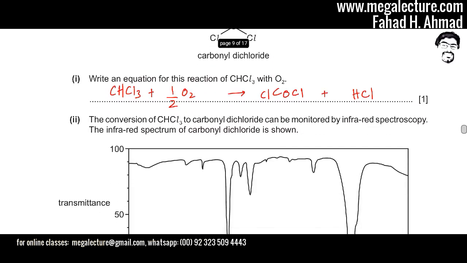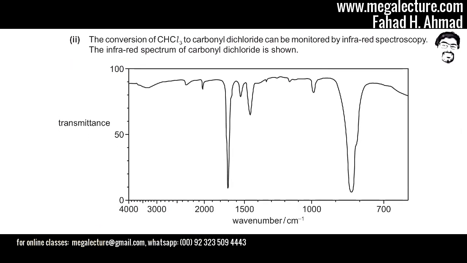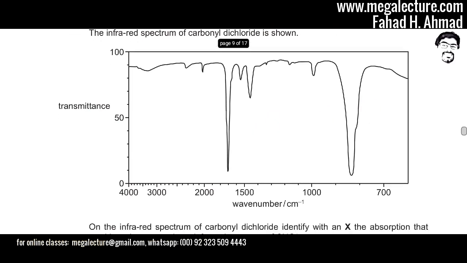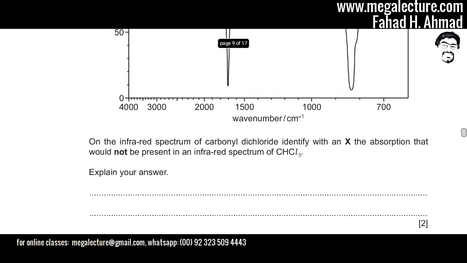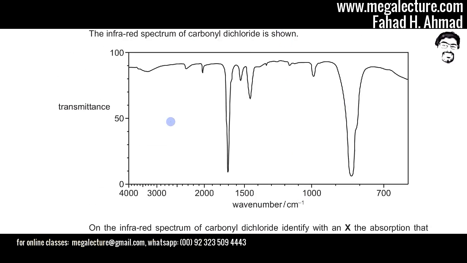Now let's move to the next part of the question, which is related to the infrared spectrum. The conversion of CHCl3 to carbonyl dichloride can be monitored by infrared spectroscopy. The infrared spectrum of carbonyl dichloride is shown. So this is the infrared spectrum that is provided to us. And we are now being asked, on the infrared spectrum of carbonyl dichloride, identify with an X the absorption that would not be present in an infrared spectrum of CHCl3.